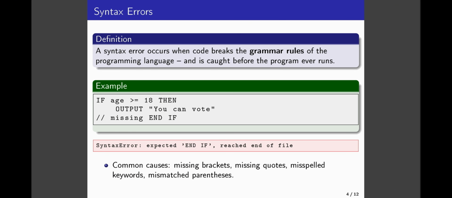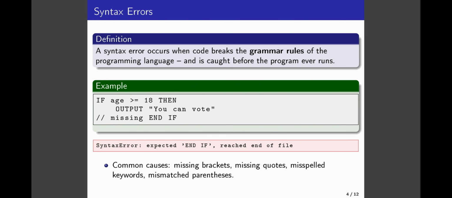Then going through the different types of errors you will encounter, beginning with syntax errors. A syntax error occurs when code breaks the grammar rules of the programming language and is caught before the program ever runs. Look at the example.